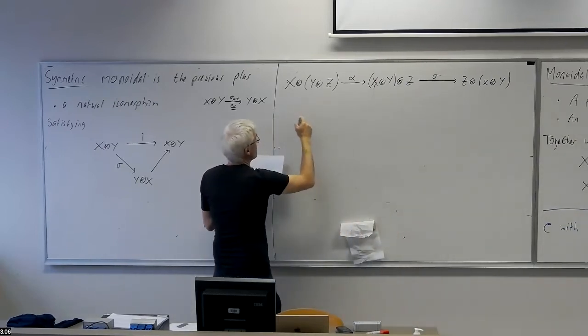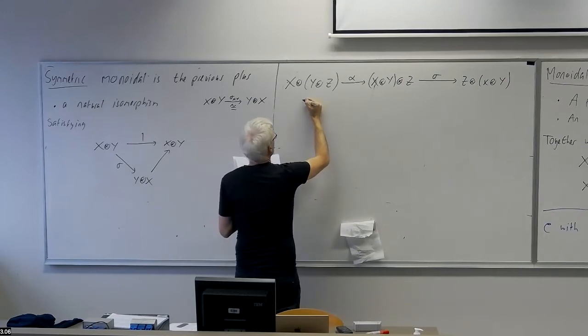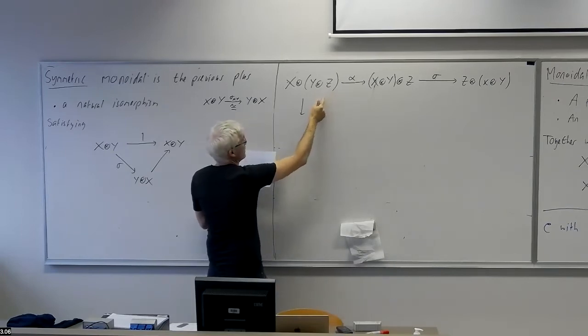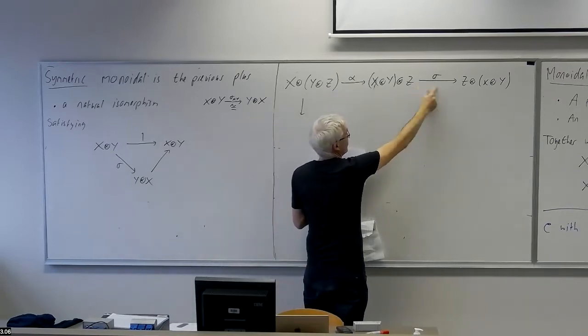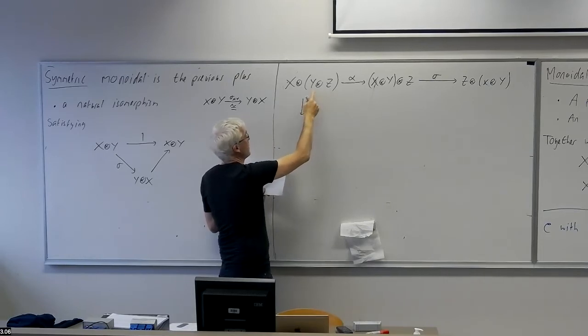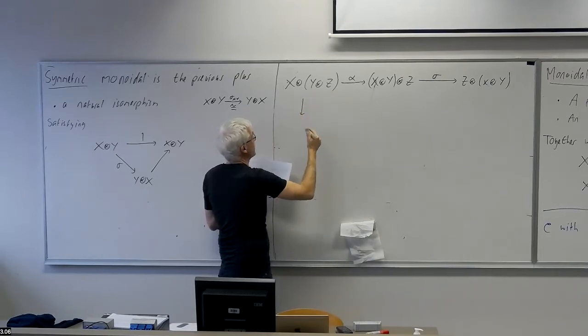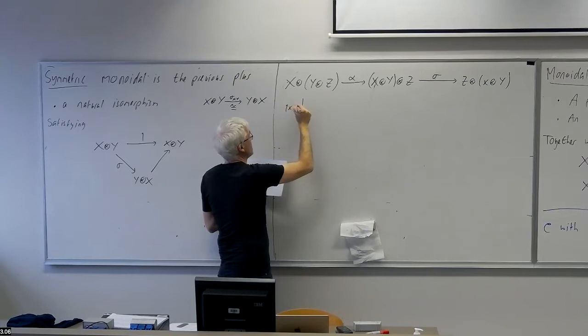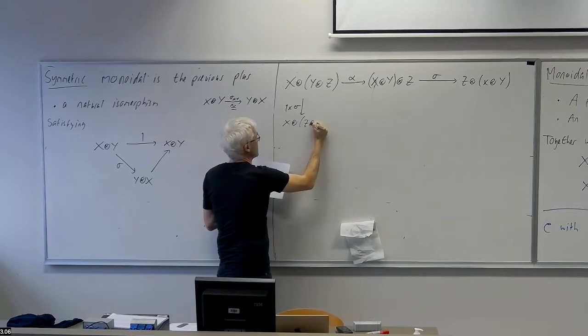The other way of getting Z on the left-hand side is to apply this. So here we've done it in one swap, but the other way is to do it in two swaps, to swap it with Y and then to swap it with X. So here we apply identity times sigma on Y and Z, and that gives us X tensor Z tensor Y.